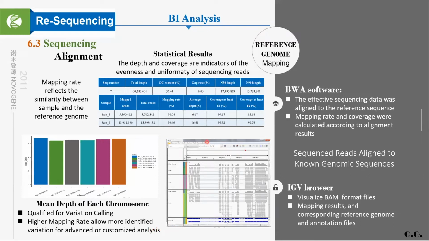And we provide the BAM format file of mapping results and the corresponding reference genomes and annotation files. So the IGV browser is highly recommended to visualize these BAM files.